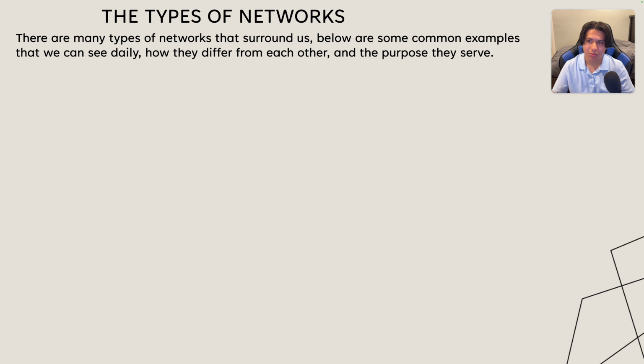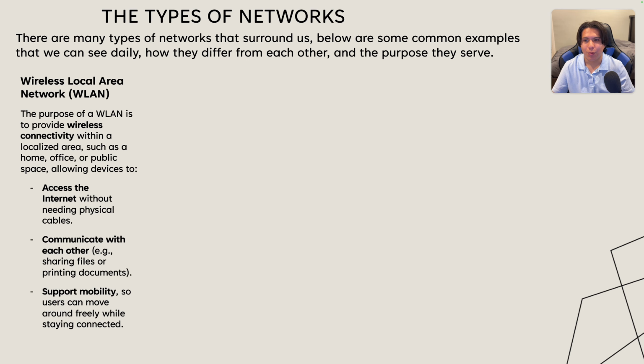Below listed are just some common examples that we can see daily, how they differ from each other, and the purpose that they serve. So, a wireless local area network, WLAN. The purpose of a WLAN is to provide wireless connectivity within a localized area, such as a home, office, or public space, allowing the devices to access the internet without needing physical cables, communicate with each other through sharing files or printing documents, and supporting mobility, so users can move freely around without wires and stay connected to the network. We see this especially in homes. Your home most likely is a WLAN.